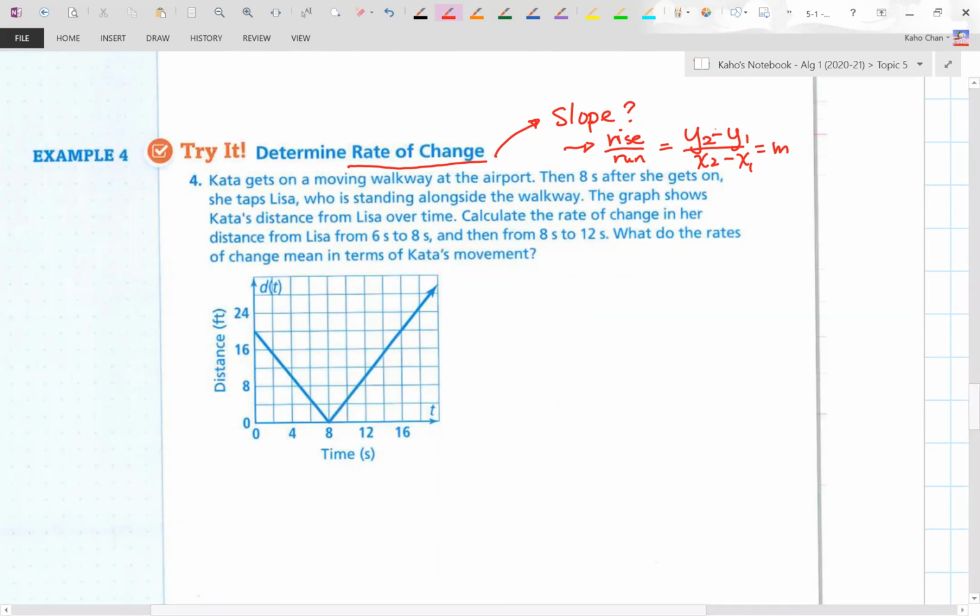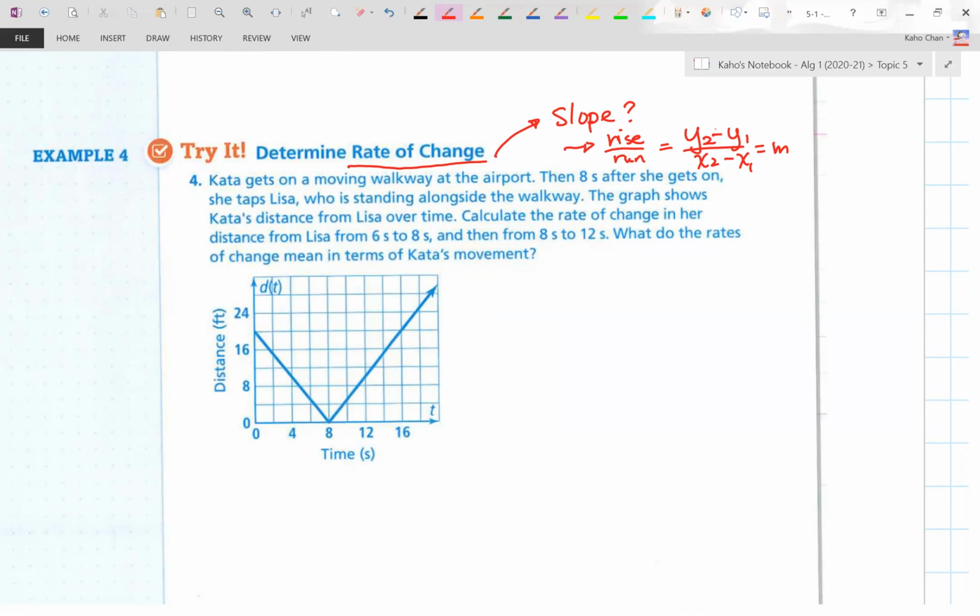Let's go and tackle this particular word problem here. Kata gets on a moving walkway at the airport. Then 8 seconds after she gets on, she taps Lisa, who is standing alongside the walkway. The graph shows Kata's distance from Lisa over time. Calculate the rate of change in her distance from Lisa from 6 to 8 seconds, and then from 8 to 12 seconds. What do the rates of change mean in terms of Kata's movement?